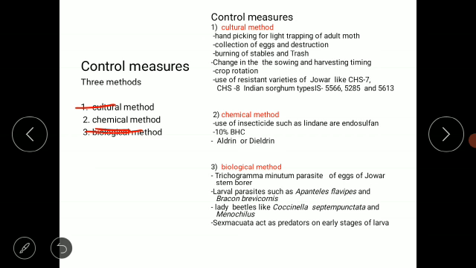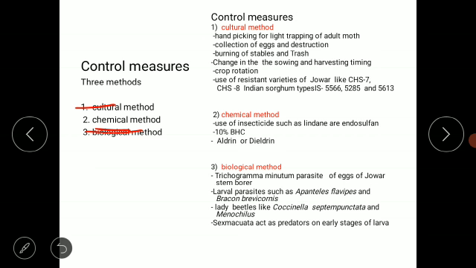Then growing resistant varieties of Jawar, like CHS7, CHS8, and the Indian sorghum types IS 5566, 5285 and 5613. These are the different types of growing resistant varieties we can use. And resistant varieties means what? They are able to resist the attack of the pest. Okay, so these are certain cultural methods.